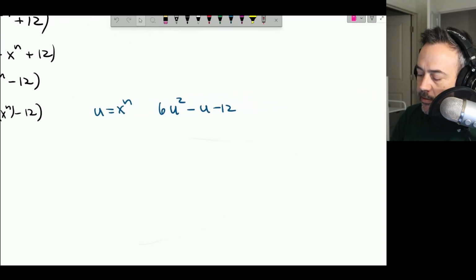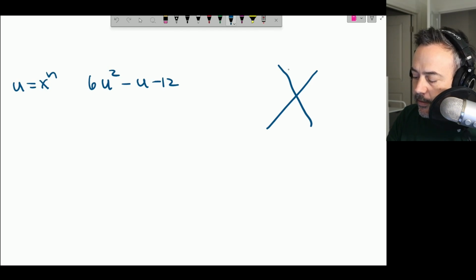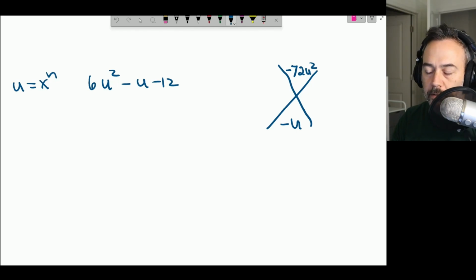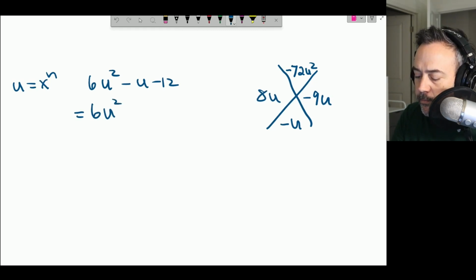So I've just rewritten this a little more simply. And if you prefer this method, great. If you want to guess and check it, great. I don't care. Negative 72u squared. Copy the linear term down to the bottom. I need two numbers that multiply to negative 72 and add to negative 1. That's definitely negative 9u and positive 8u. So that means I can split the negative u into minus 9u plus 8u minus 12.